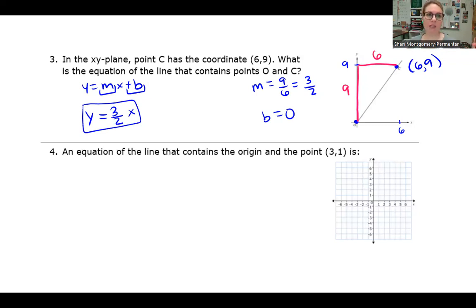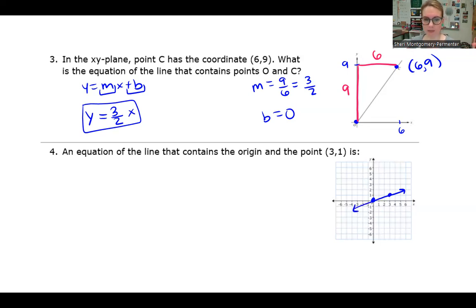The next question: an equation of the line that contains the origin and the point 3,1 is... okay, well, the origin is at 0. And 3,1, we need to go plot that point. So we'll have to go over 3 and then up 1. And this creates a line.